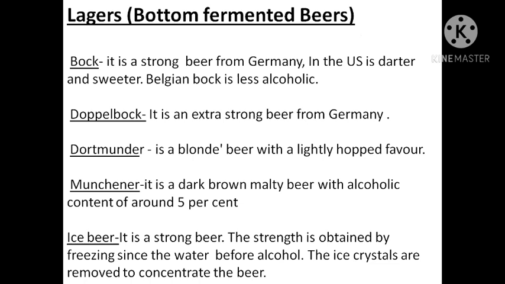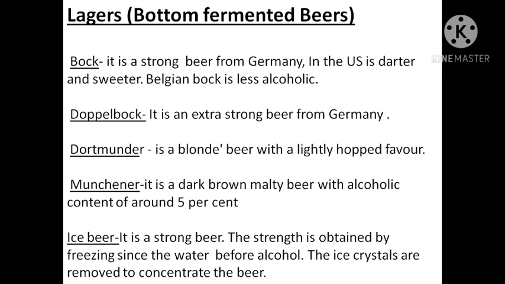Next is another type of beer, lager, which is a bottom fermented beer. Ale is top fermented and lager is bottom fermented. Always remember this. Now we will learn the examples of lager beers one by one. Bock is a very important beer because it is a strong beer from Germany. In the US it is darker and sweeter. Belgian bock is less alcoholic.